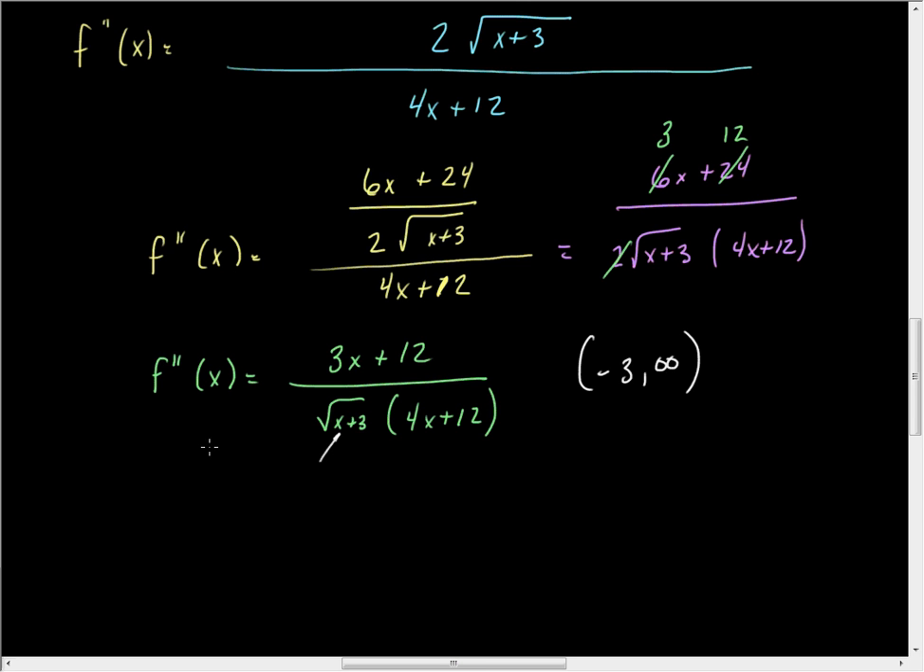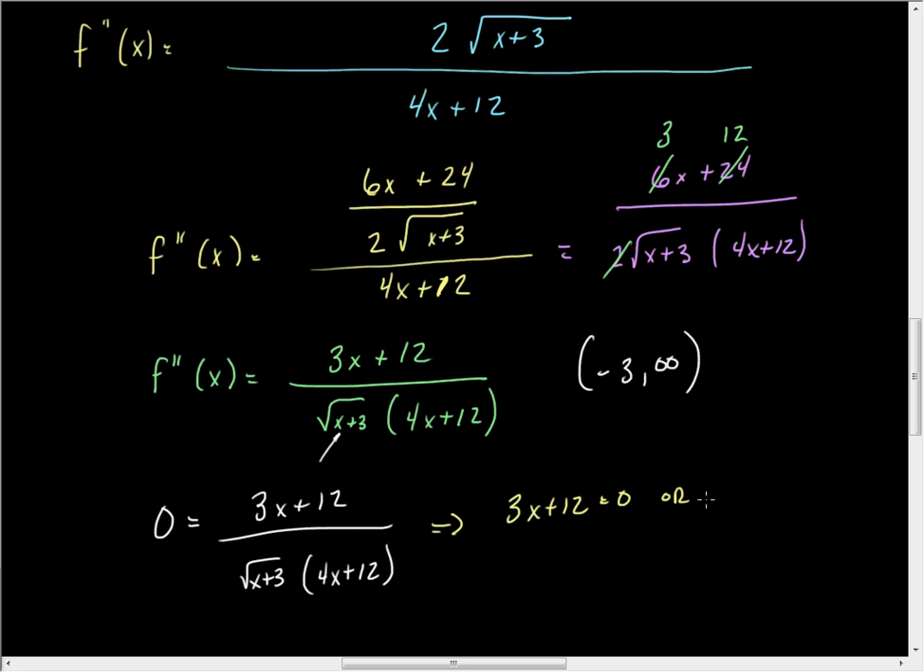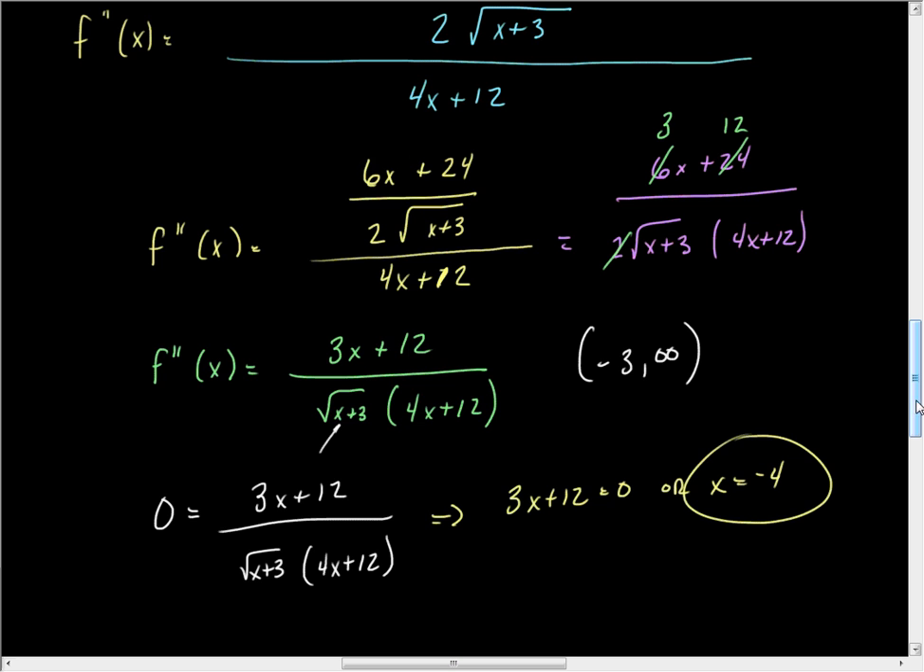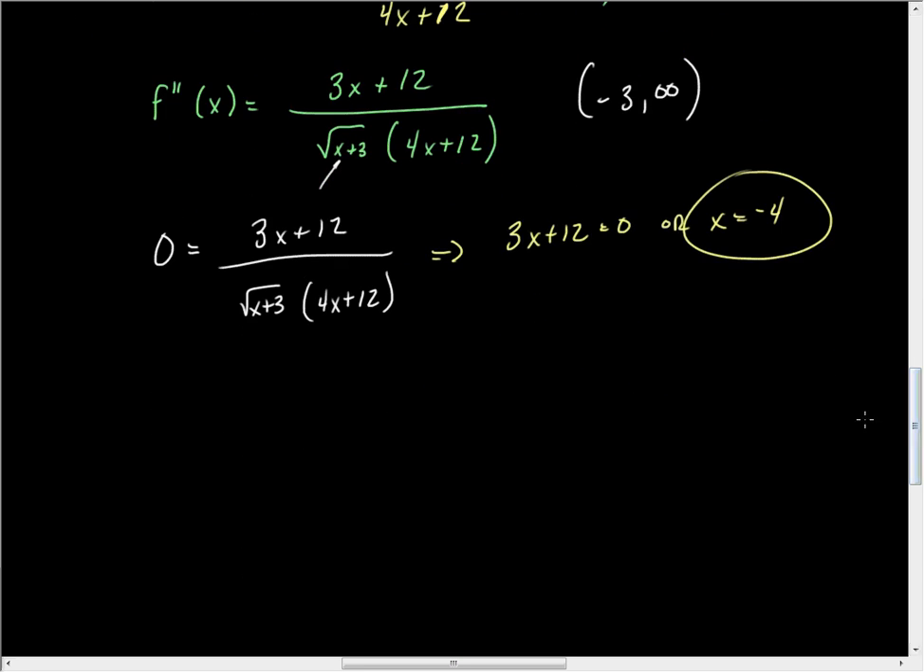Let's go ahead and set our second derivative equal to 0. And so now 0 is equal to 3x plus 12 all over root x plus 3 times 4x plus 12. In order for that to be true, this means that 3x plus 12 is equal to 0, or x is equal to -4. Oh, darn. Well, that falls outside of our interval here, so we don't have to worry about it. This has no point of inflection. There is no change in concavity, at least not in the defined sense.